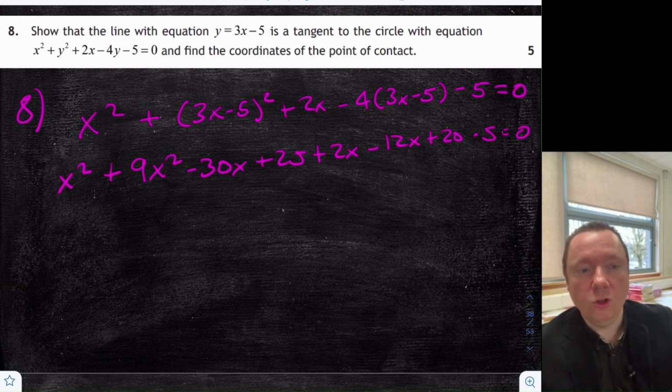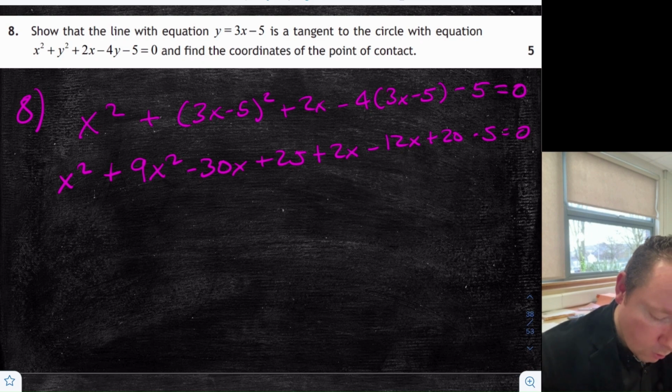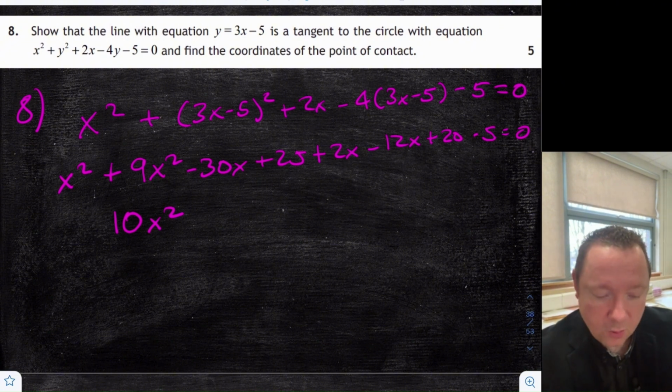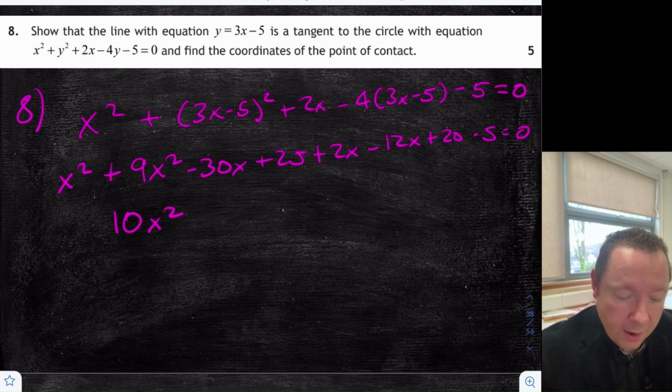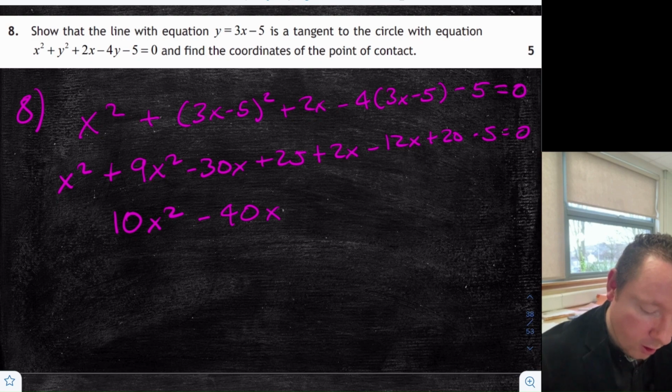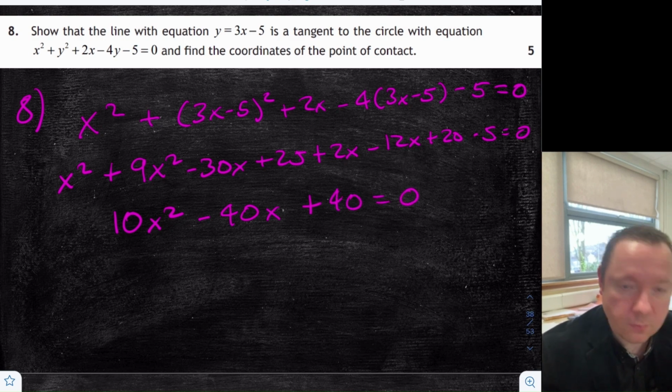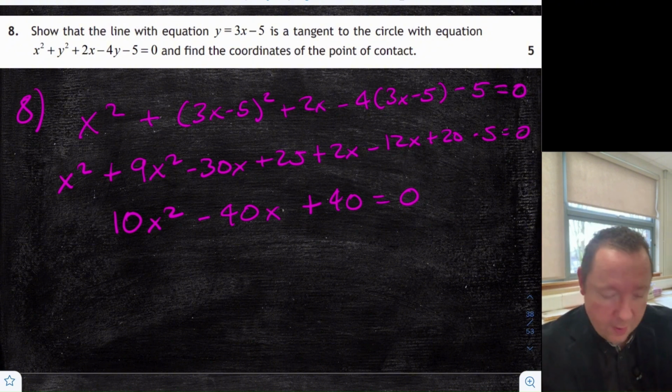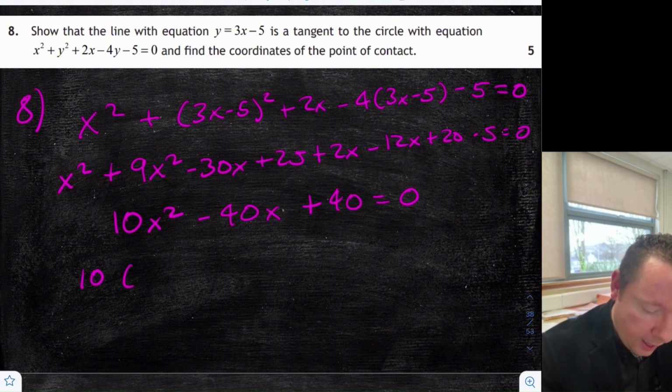So you're going to get a quadratic. So we've got x² + 9x² is 10x². -30x + 2x is -28x. -12x is -40x. And then we've got our number part, 25 + 20 is 45 - 5 is 40. And we know that that equals 0. So we can solve that by taking 10 out as a common factor to get x² - 4x + 4 = 0. And then let's solve it.